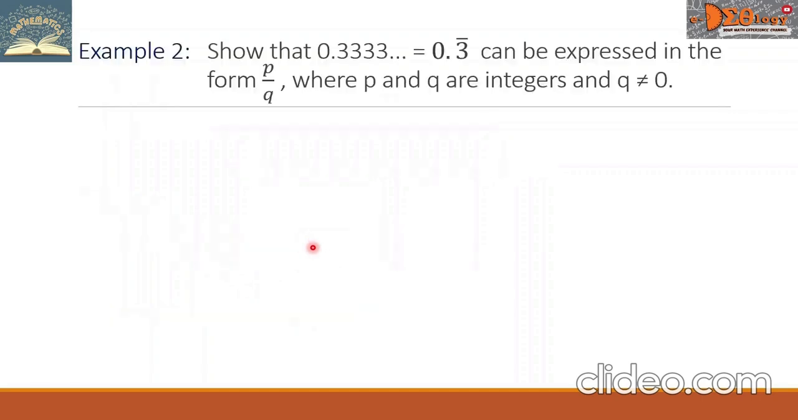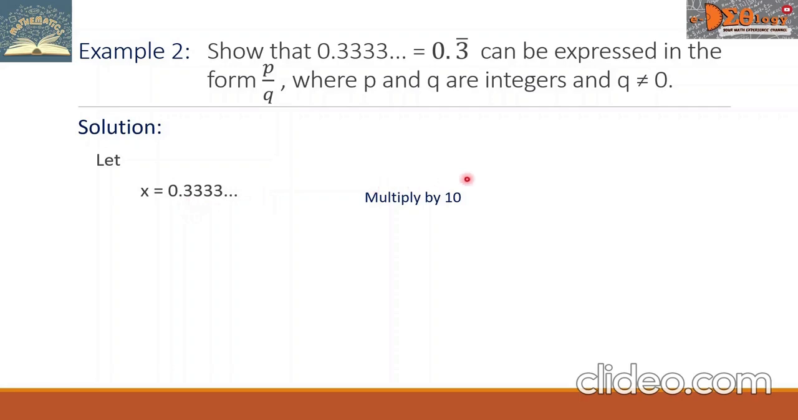Example 2, show that 0.3333, and so on, equals 0.3 with a bar, can be expressed in the form P over Q, where P and Q are integers and Q not equal to 0. We let x equal 0.3333 and so on. In this case, since 3 is repeating, or one digit is repeating, we will multiply this by 10. So the equation becomes 10x equals 3.3333 and so on.